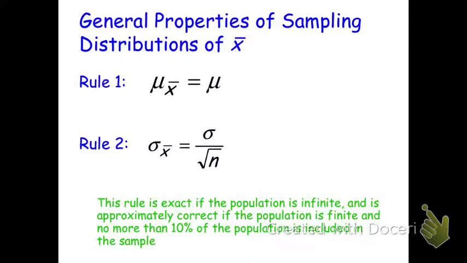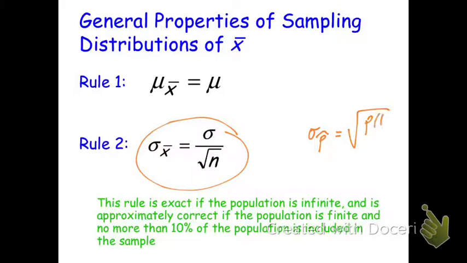Okay, the second formula is on your formula chart. So the mean is mu. That one is easy to remember. In the last unit, the standard deviation of p hat was, anyone remember? The square root of p times 1 minus p over n. Now we're taking the sigma that is given and putting it over the square root of n. This is on the formula chart.